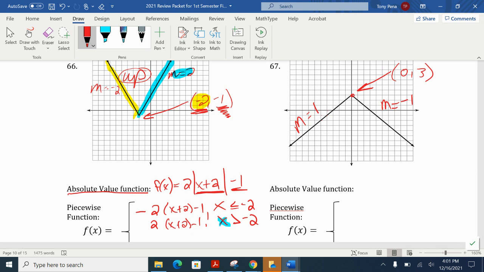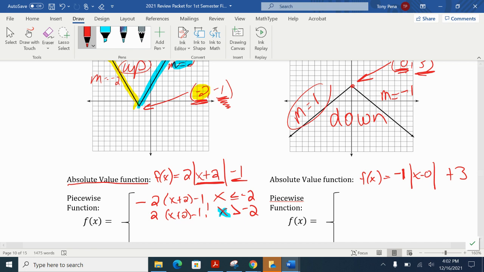Our absolute value function, since our slopes are 1 and -1, we know we're going to put a 1 in front of our absolute value bars. However, since this one is opening down, that means this 1 that's in front should be negative, just like it was with our parabolas. And then inside, I'm going to do x minus the x coordinate of 0. And then since my y coordinate is a 3, I'm tacking on a 3 in the back.